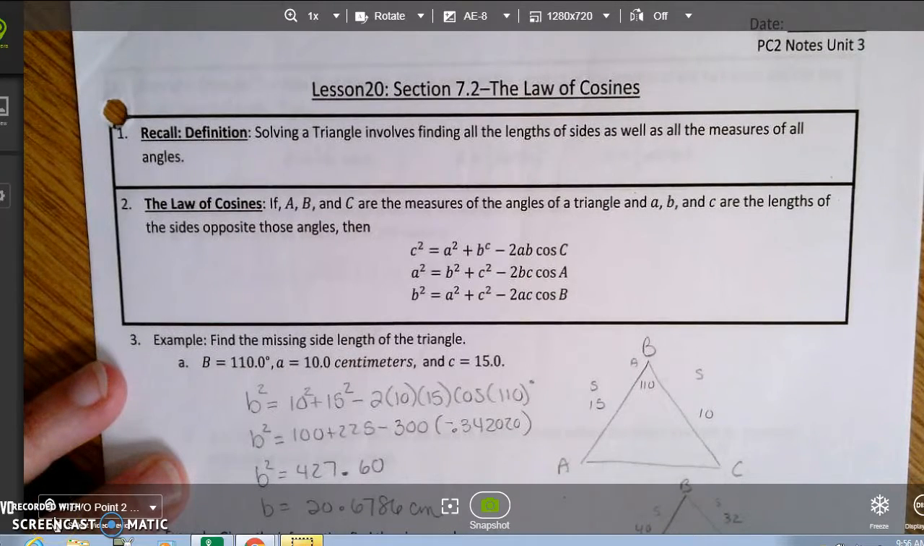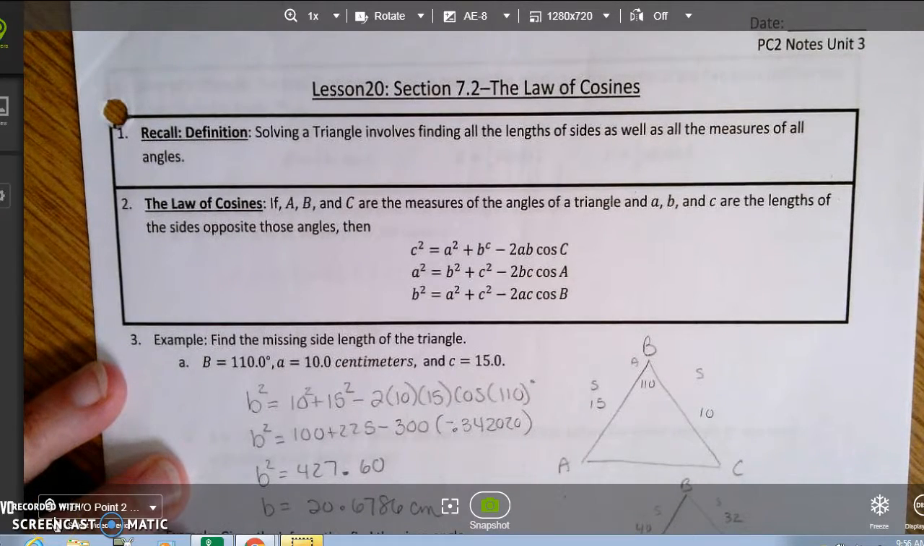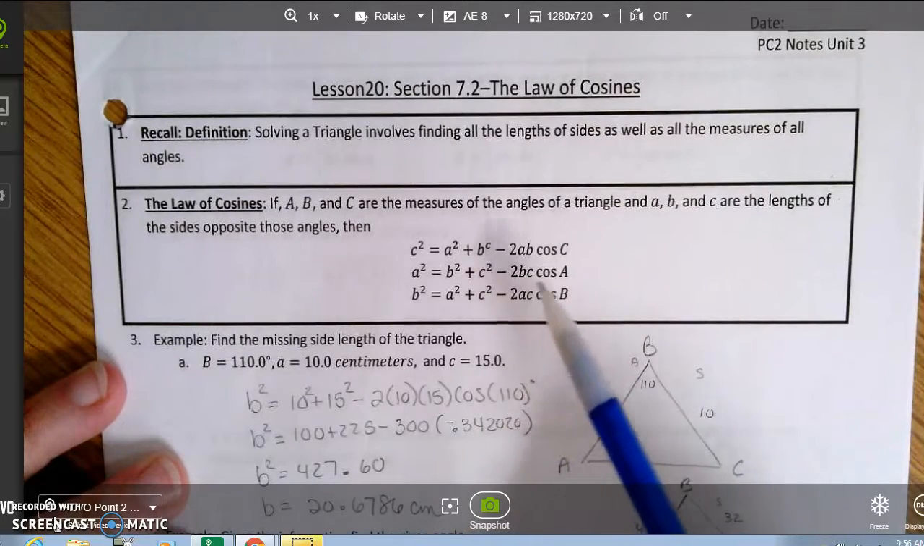Okay, I'm going to give you some notes on a system called law of cosines. This is in your book in section 7.2. You've probably in the past seen something called law of sines. It's a little bit different. These three formulas, you'll notice, are on your formula sheet, so you do not have to memorize those.